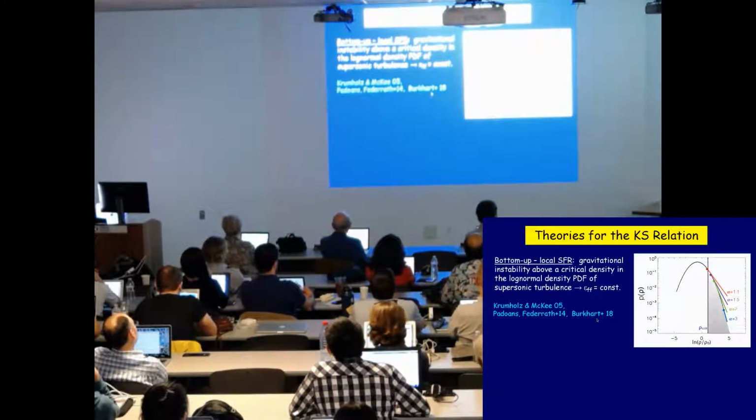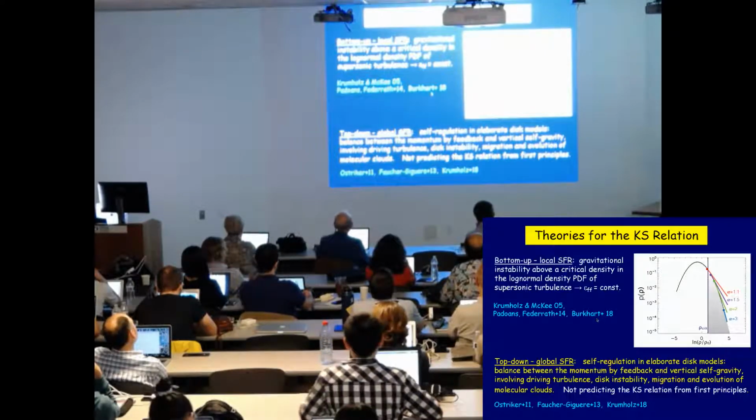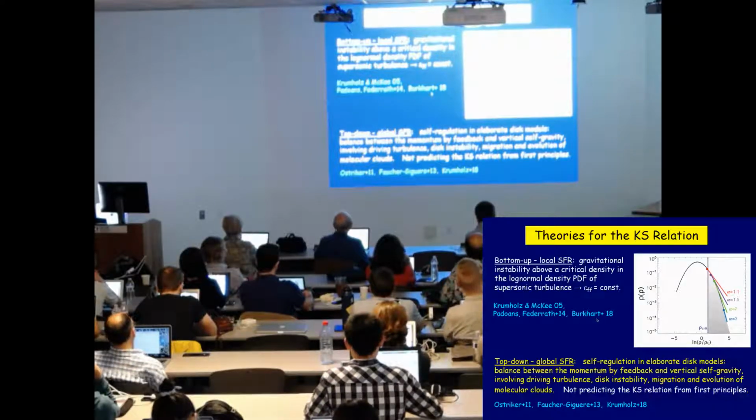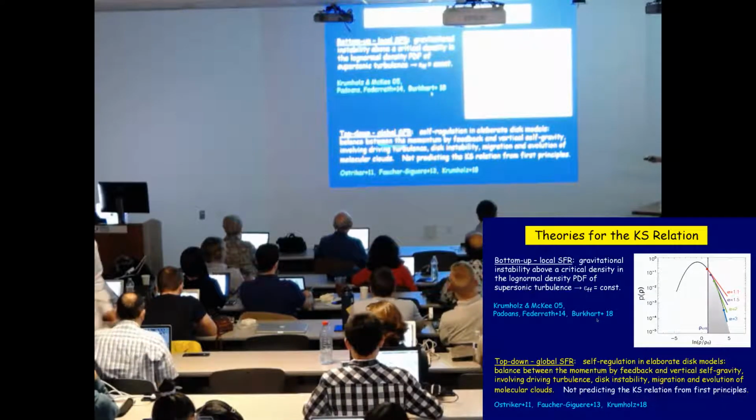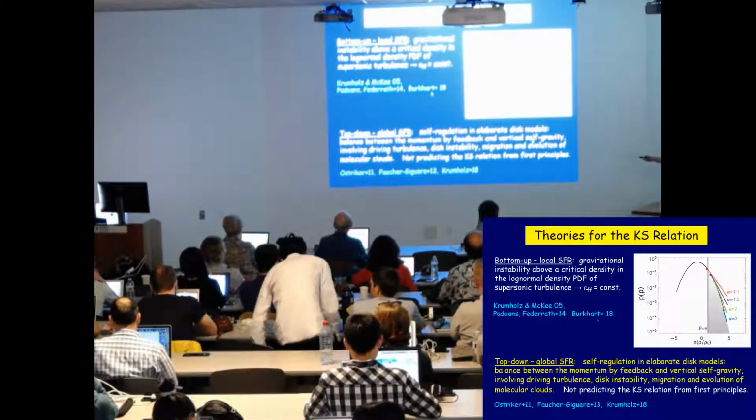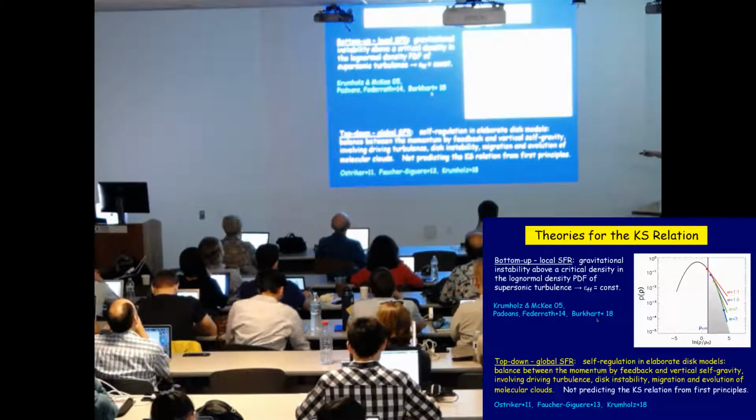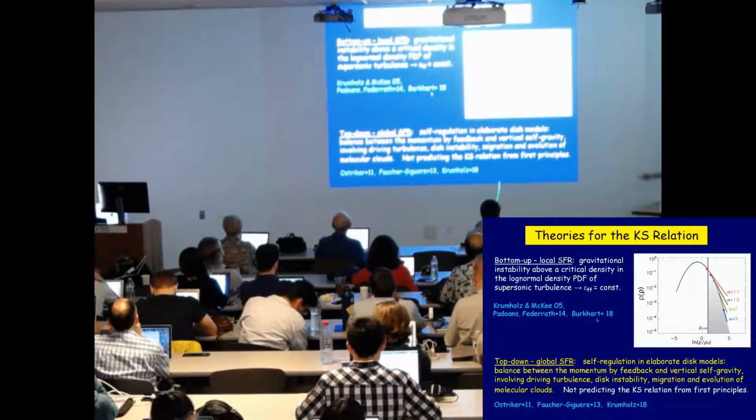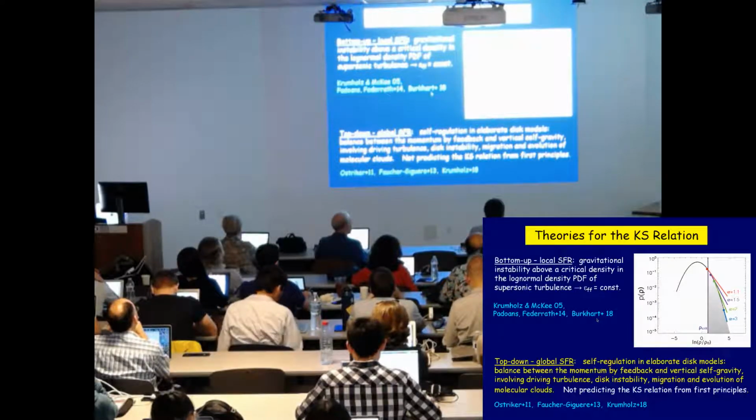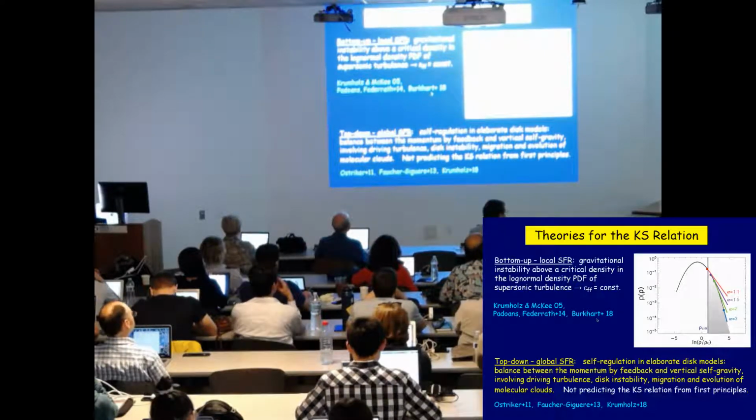About the global star formation rate, the top-down idea, people do various models of self-regulation where we put in balance the momentum in the vertical direction in the disk against self-gravity and feedback, driving the turbulence, disk instability, and migration. The recent paper by Krumholz, it was mentioned, is doing just this. The point is that these models do not predict the Kennicutt-Schmidt relation, they really assume it.